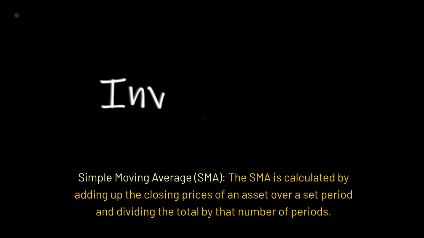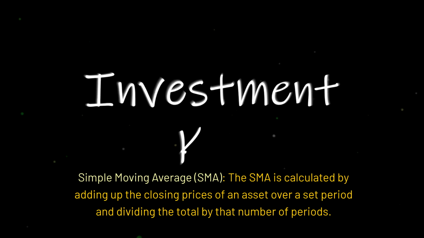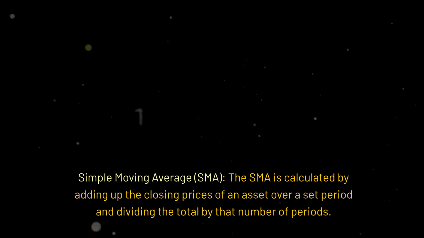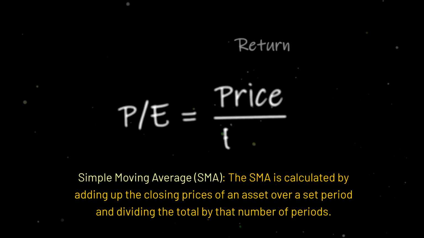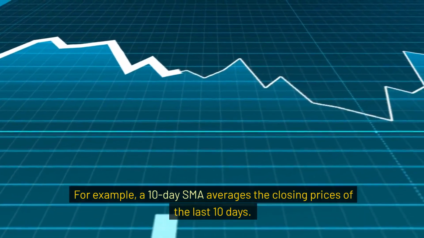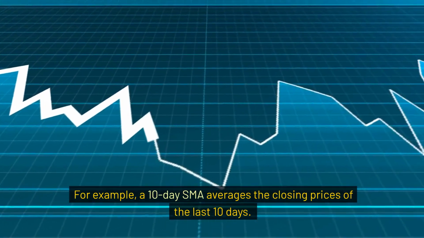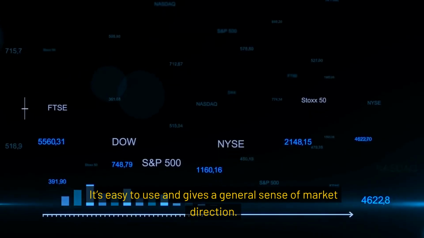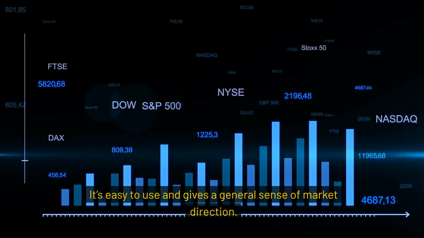Simple Moving Average, SMA. The SMA is calculated by adding up the closing prices of an asset over a set period and dividing the total by that number of periods. For example, a 10-day SMA averages the closing prices of the last 10 days. It's easy to use and gives a general sense of market direction.